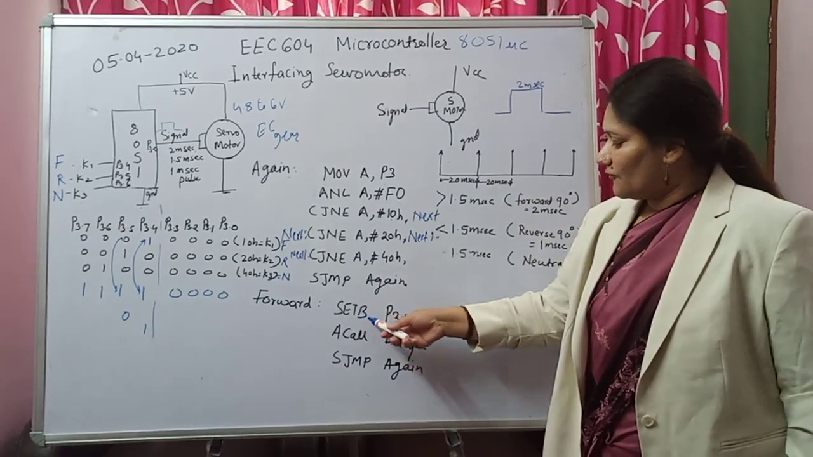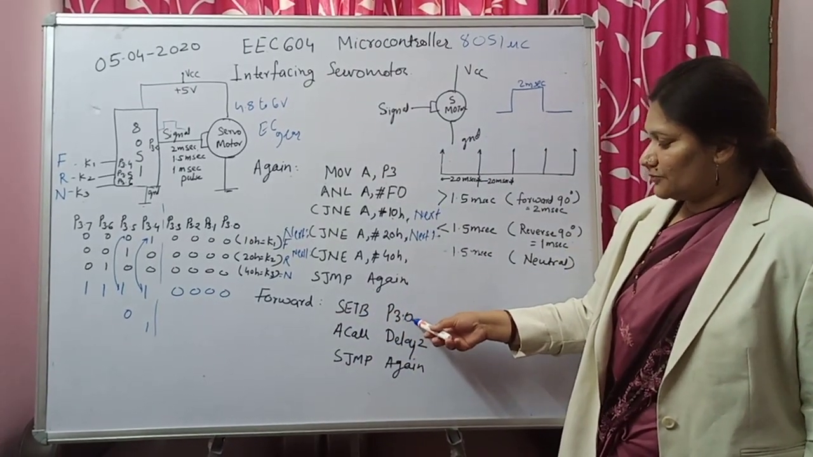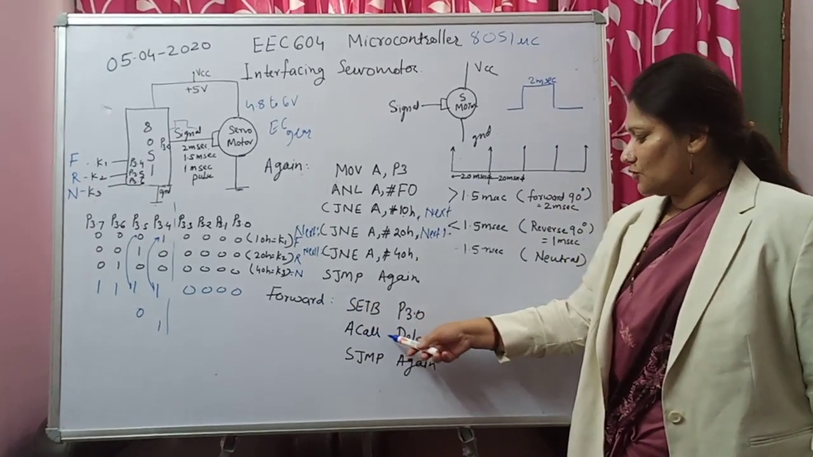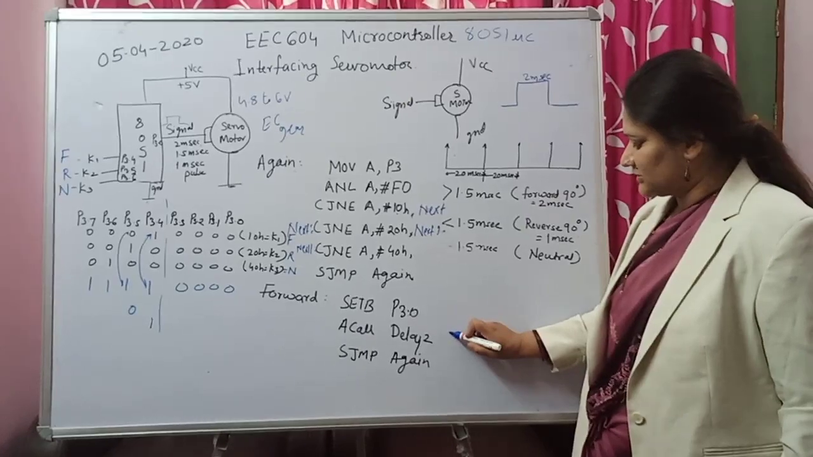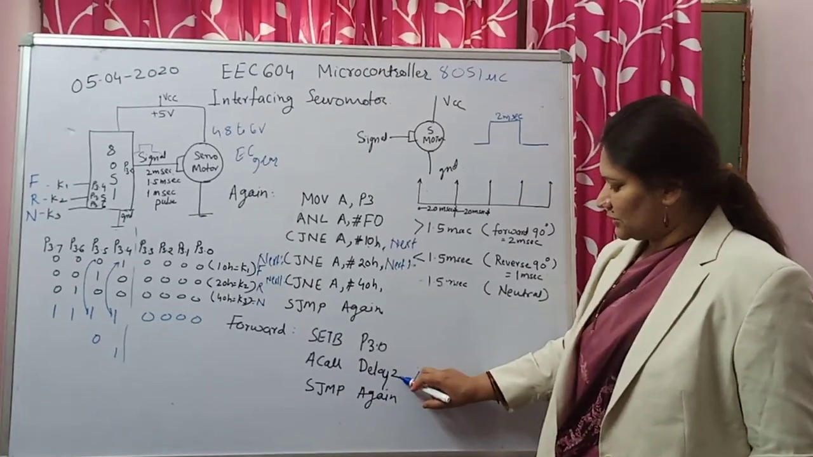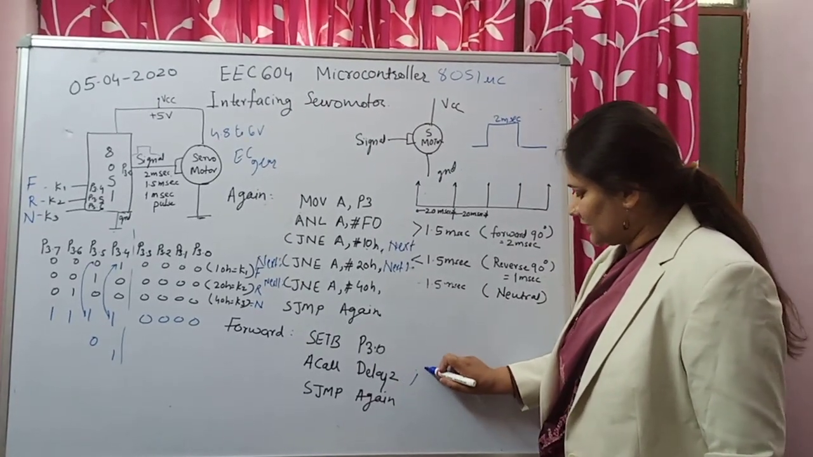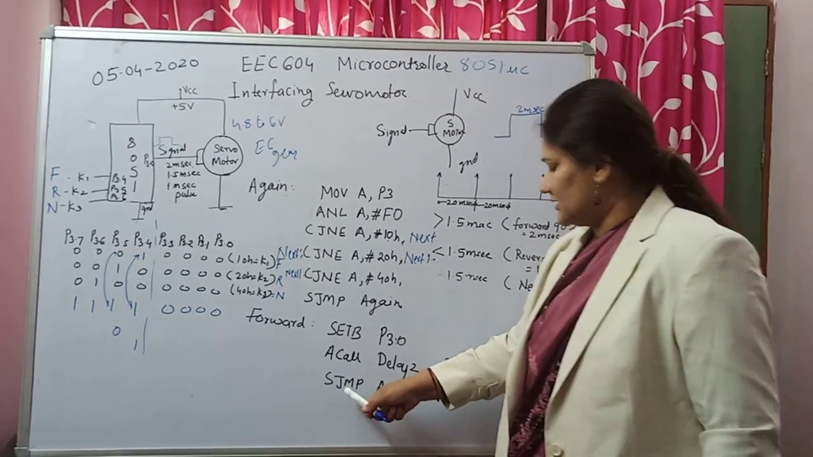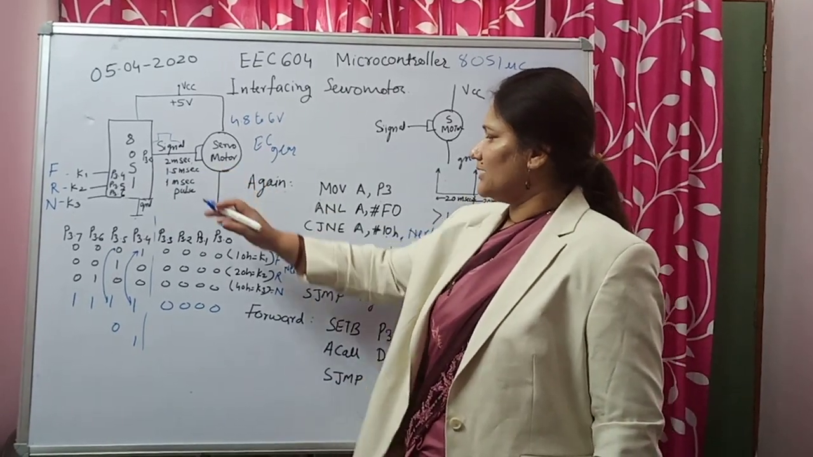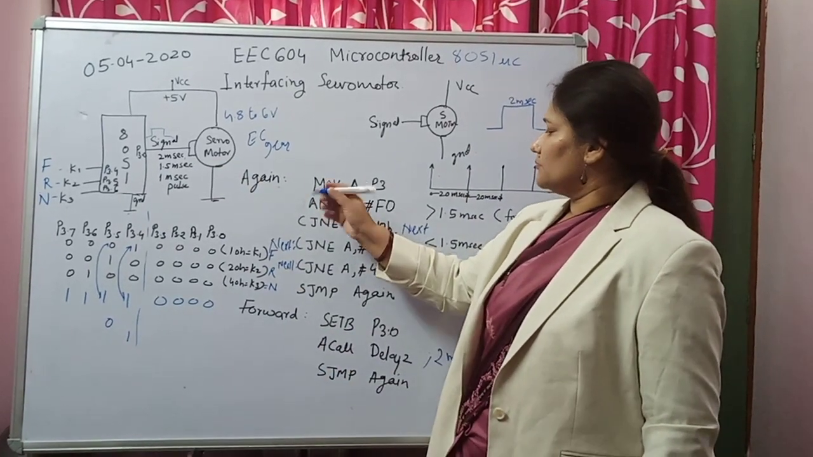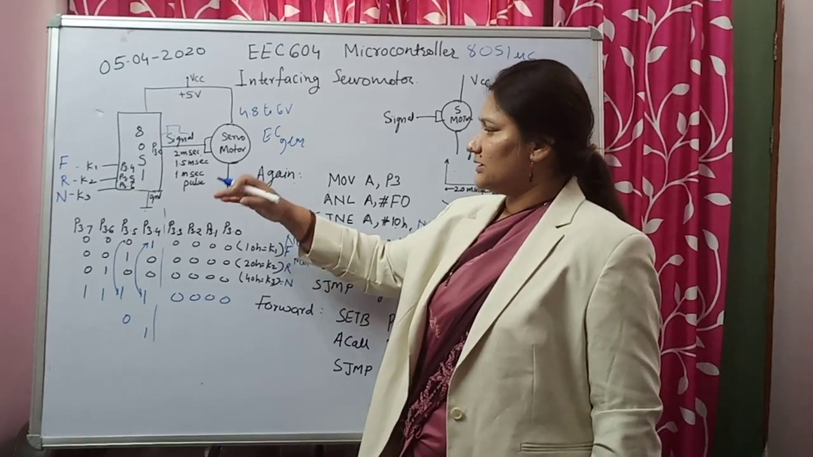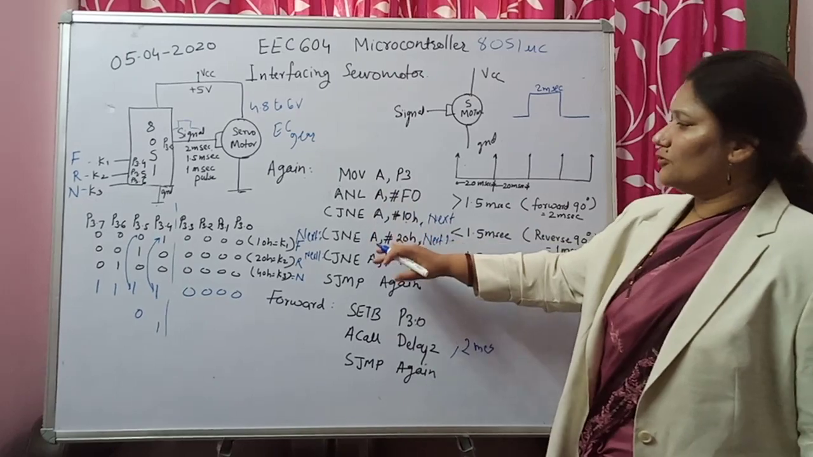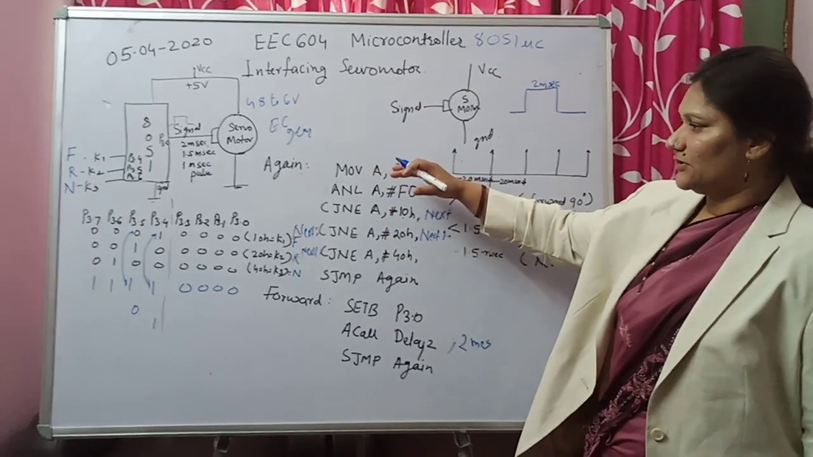Because we have to apply a logic 1 pulse over this particular pin. And for how much duration should it be at logic 1? If you are moving in the forward direction, then you have to make a delay of 2 milliseconds. I have written the name of this delay as delay 2, just to identify that this delay is of 2 milliseconds. And then SJMP again, because one pulse is applied, you have to move back to reading the status of the key. If the same key is pressed, then again you have to apply the pulse of 2 milliseconds.